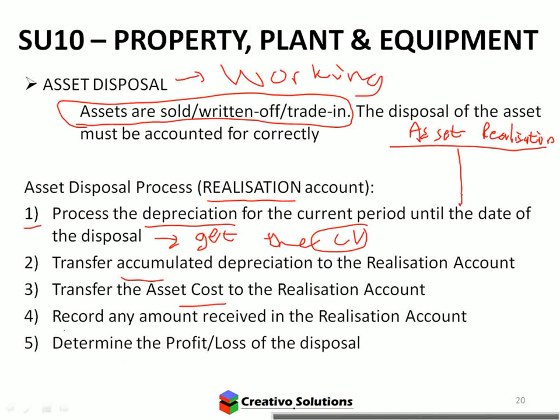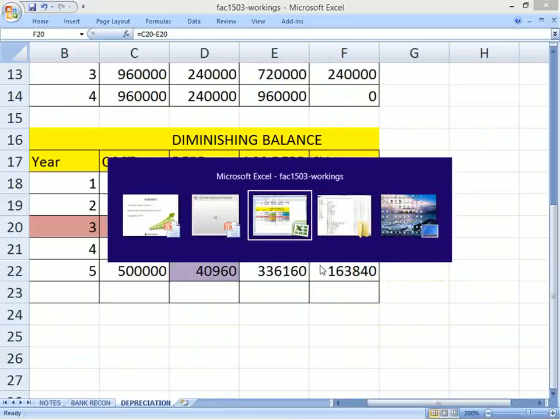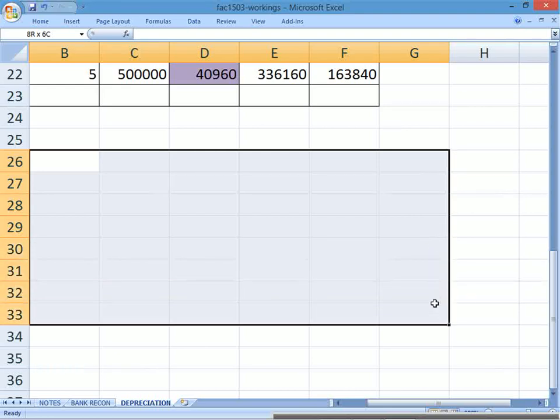Okay. Number 4 is record any proceeds, any amount that you've received from selling the asset. Okay, so if I sell an asset, I'm going to have proceeds that are going to come in. And the last bit is to determine the profit or loss. Okay, so that's the slides. What I do want to do is quickly just show you what that would look like here. Okay, in terms of a T account.